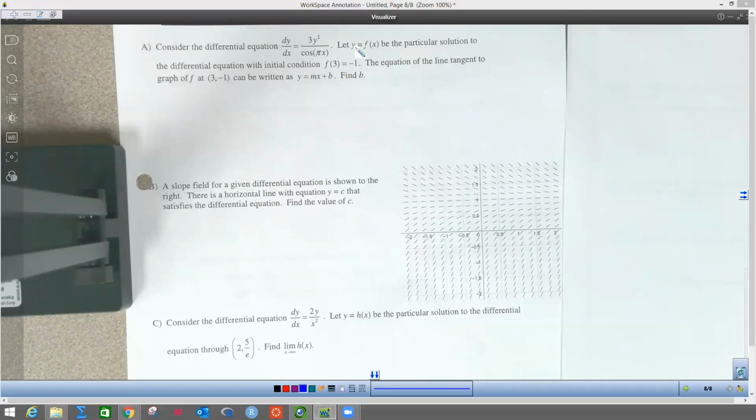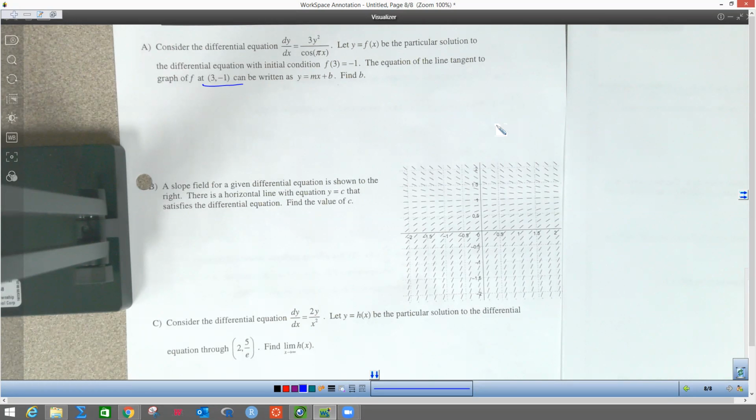Our problem on the Big Ten says, consider the differential equation dy/dx equals 3y squared over cosine of pi x. Let y equal f of x be a particular solution, which tells me we're going to find c. The differential equation comes with a condition that f of 3 is -1, so that's one ordered pair right there, and they even give it back to you right here. The equation of a line tangent to the graph at (3, -1) can be written as that.